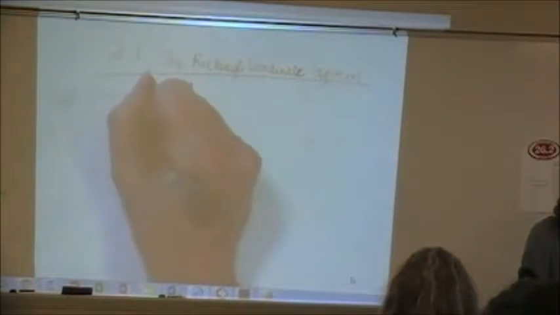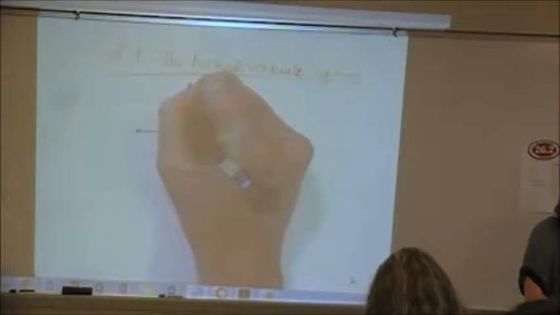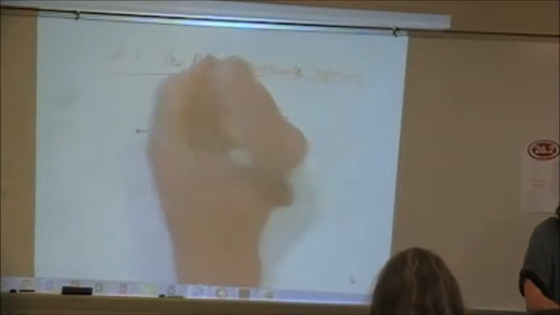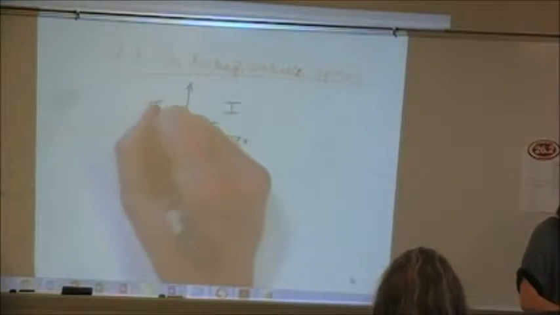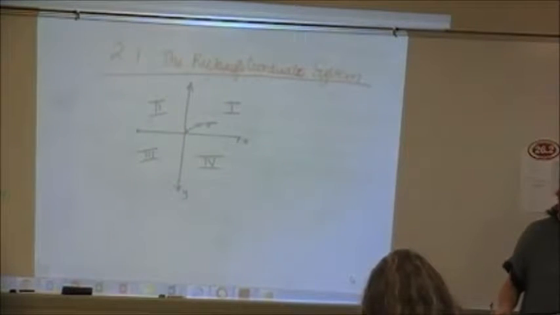All right, so here it is, the rectangular coordinate system. This is x, this is y, this right here is the origin. This is quadrant 1, quadrant 2, quadrant 3, and quadrant 4. I'm sure you remember all of that.